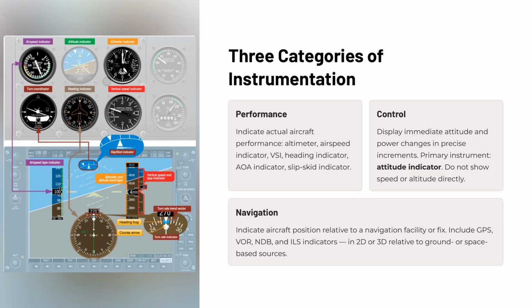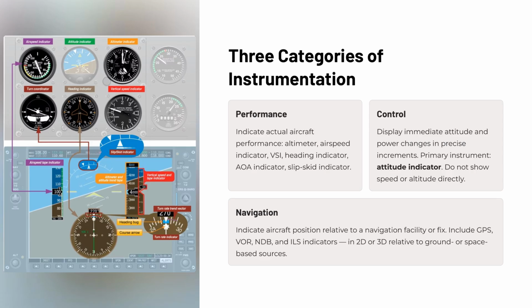Control instruments, by contrast, show you immediate changes in attitude and power. The attitude indicator is the primary control instrument, and it allows you to make precise adjustments without directly referencing speed or altitude. Think of it as the instrument that bridges your input and the aircraft's response.